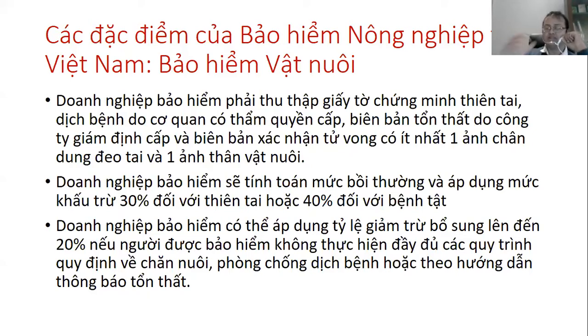So in other words, again, it's to encourage the farmers to actually comply with good animal husbandry practices, with epidemic prevention practices, and also to comply with the loss reporting instructions. Because if they don't, then an additional deductible is applied, which is again quite high at 20%. So those are some of the conditions around the claims process.